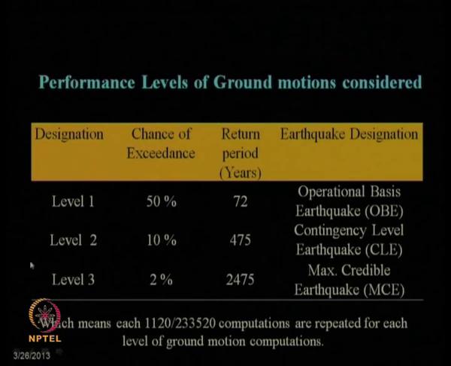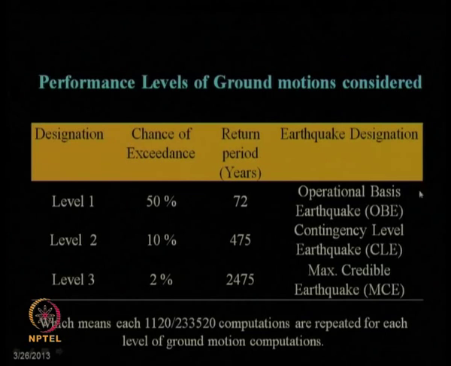to get the weight factor which has to be applied for the probabilistic seismic hazard calculations. Then we have also seen that the designation of level 1, level 2 and level 3 earthquake corresponds to the chance of exceedance of 50%, 10% and 2% in 50 years time. Corresponding return periods can also be calculated easily, like 72 years, 475 years and 2475 years, which are mentioned like this: operational basis earthquake OBE, contingency level earthquake CLE and maximum credible earthquake MCE.